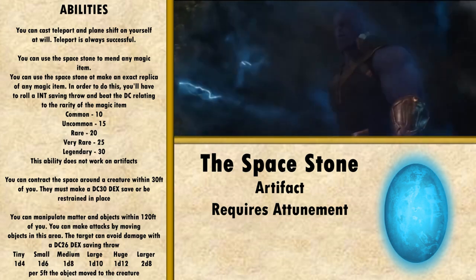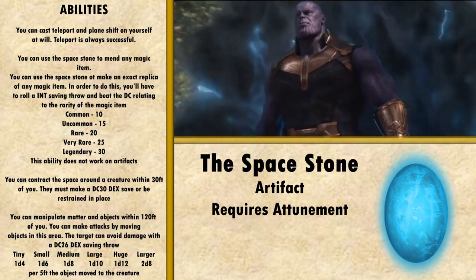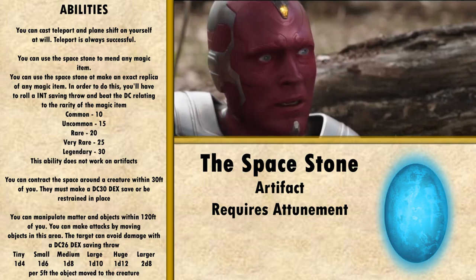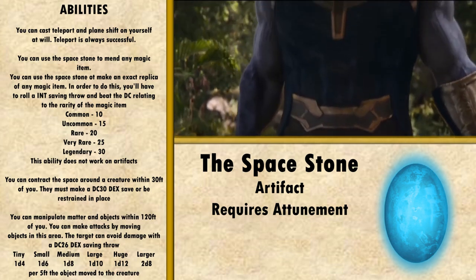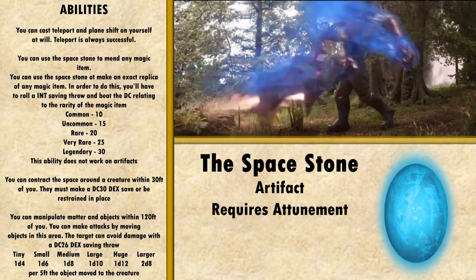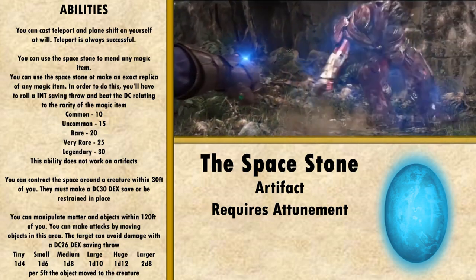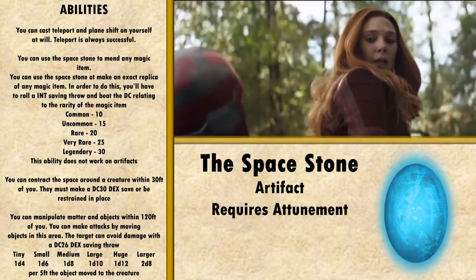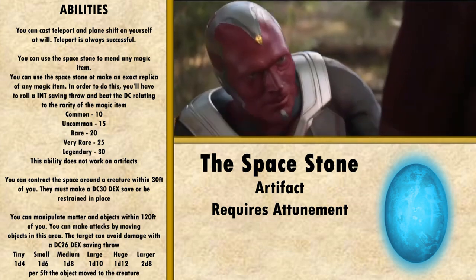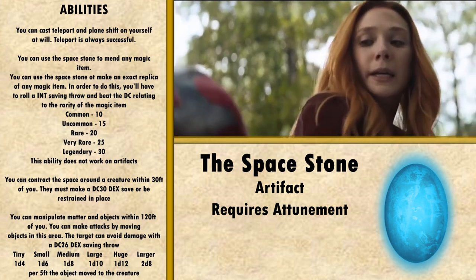You can also use the Space Stone to mend any magic item or to make exact replicas of any magic item. In order to make an exact replica of a magic item, you'll need to roll an intelligence saving throw and beat the DC relating to the rarity of the object. This is 10 for common, and this goes up in 5s until you reach 30 for legendary items. This ability cannot be used on artifacts.